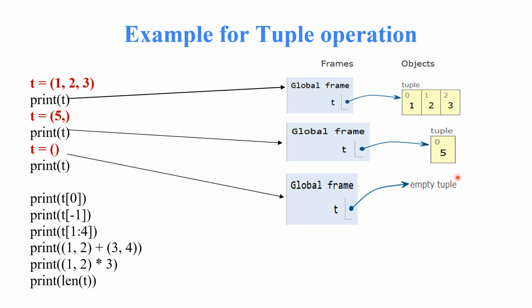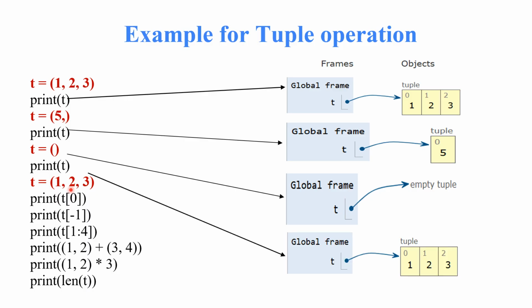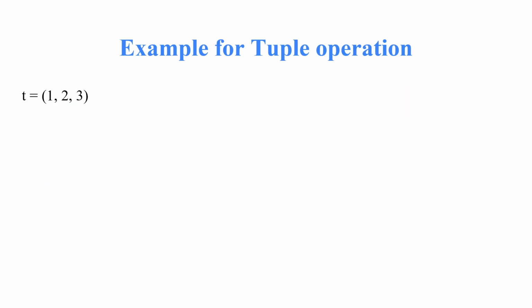Next we can create an empty tuple just by specifying it, and then we are creating again a tuple t is equal to 1, 2, 3, and we are going to perform all these operations. Now we'll see how all these operations work on the same tuple t is equal to 1, 2, 3.